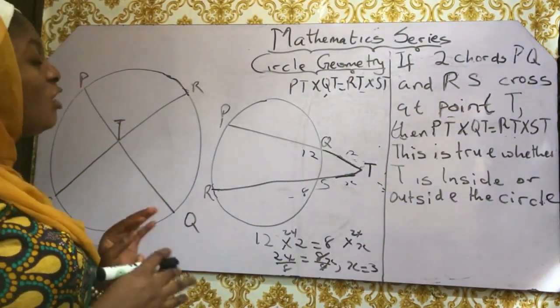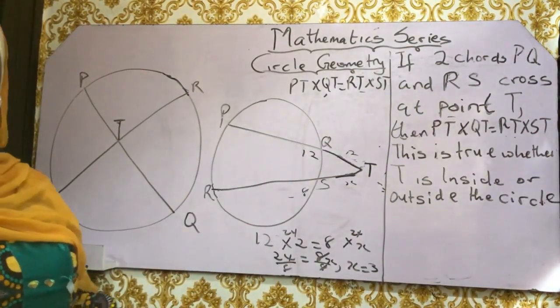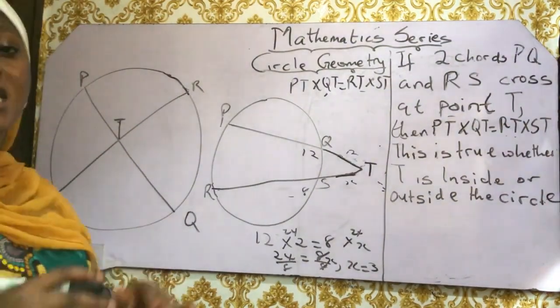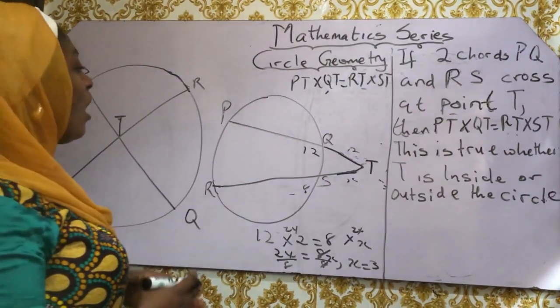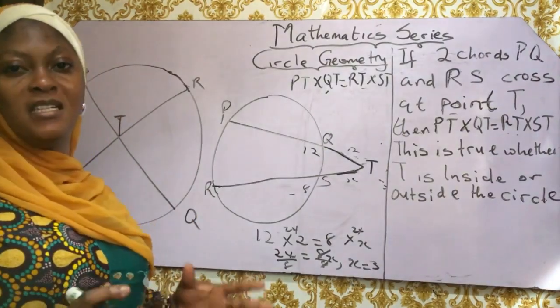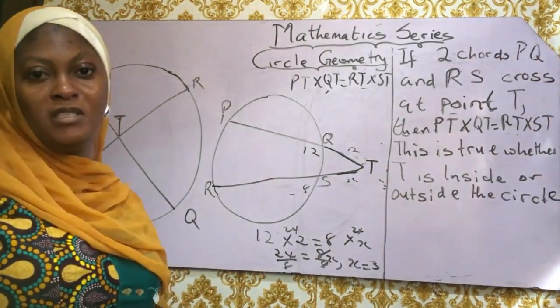Now, this rule, whether you have the two chords crossing each other in the middle of the circle, where your T is inside the circle, or you have your two chords extending outside, where your T is outside the circle, this rule still holds for both conditions.